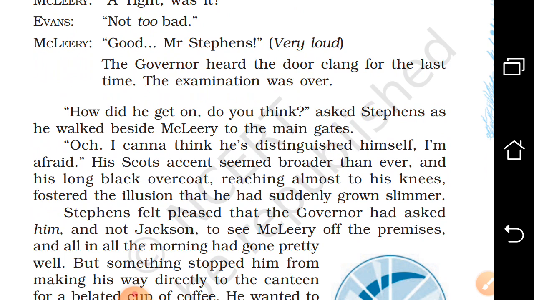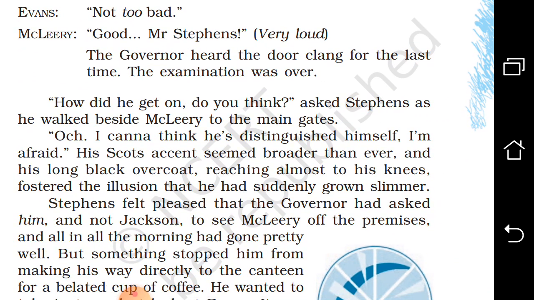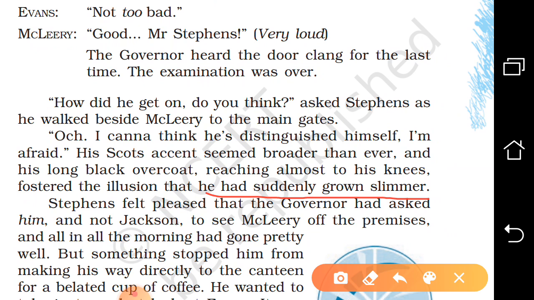Okay, so this also you have to underline. And while escorting, Stephens had an observation that McClary became very slim. So his black overcoat, he noticed, was almost reaching to his knees. And he cherished the illusion that he had suddenly grown slimmer. That is, it was reaching his knees, but earlier it was not reaching like that. So he felt maybe he was growing slimmer.